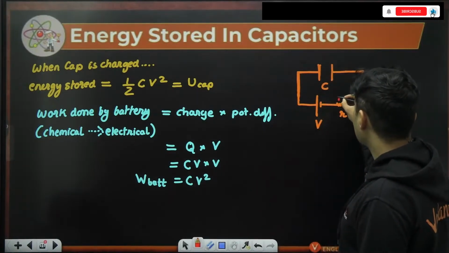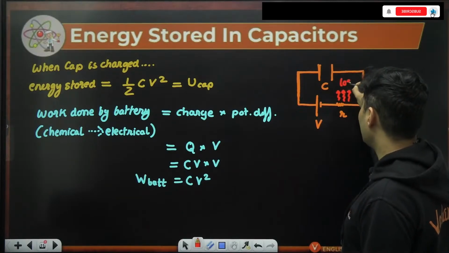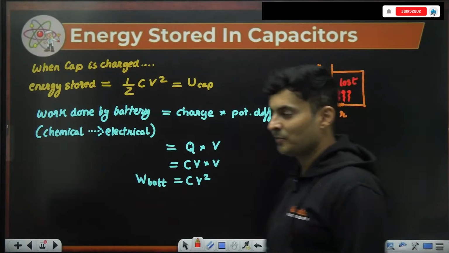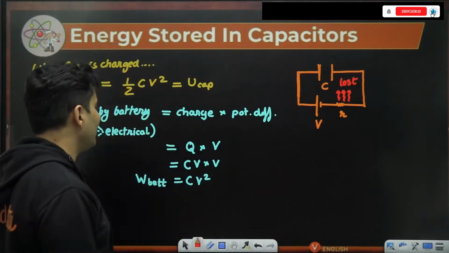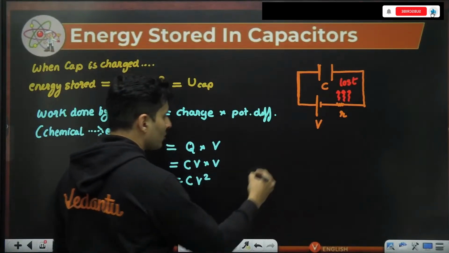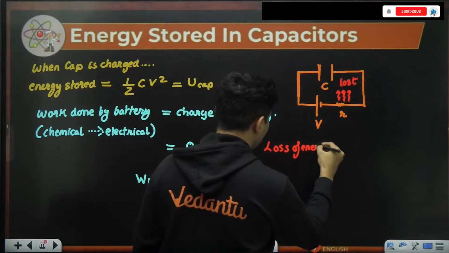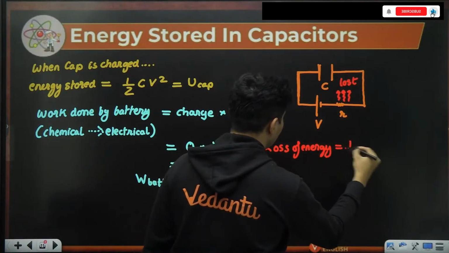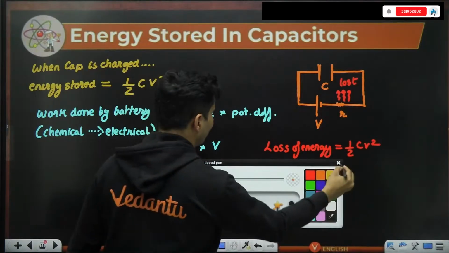So there is some heat which might be developed, some energy which might be lost in that resistance. Any wire you take, some resistance will be there. So definitely there is some loss of energy. So the loss of energy is half CV square. Now the math is mathing.